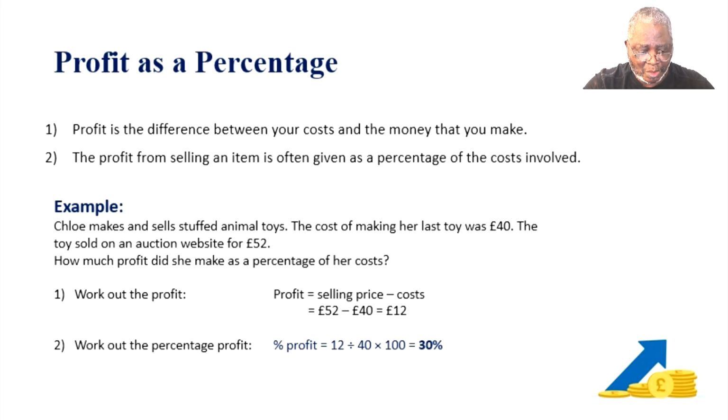And then secondly, work out the percentage profit. So percentage profit is equal to £12 divided by 40 times 100, and the profit percentage is 30%.